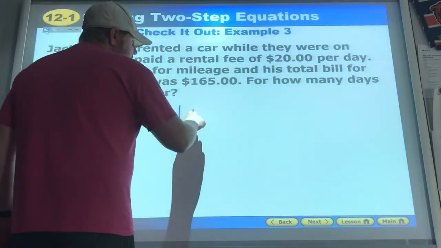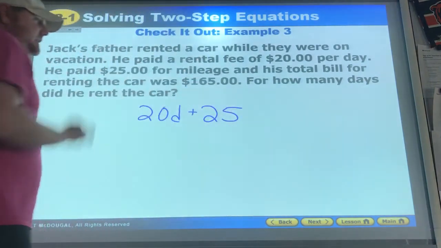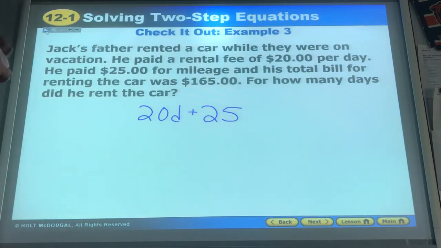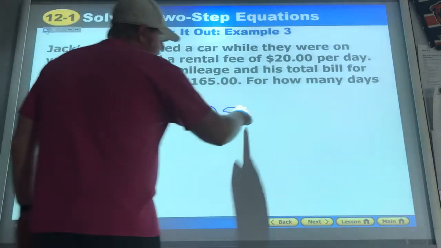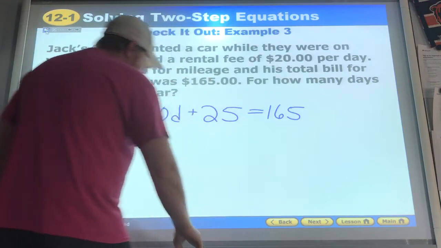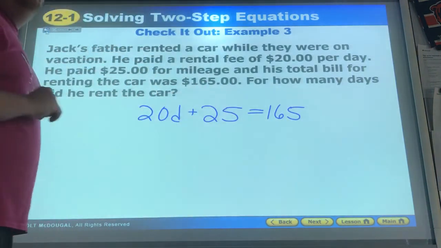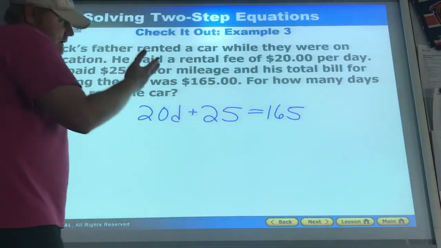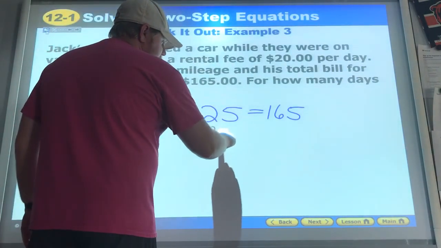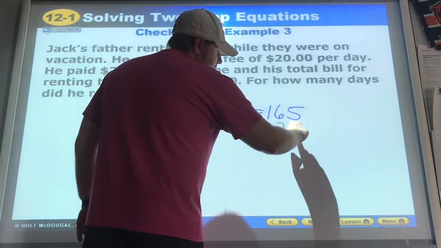So just for using miles on the car, they charge him $25. That's a flat fee. It doesn't say per mile, so it just says a flat fee of that. And he made it $165 total bill that he had. What he paid per day, what he paid just to rent it, and then the total bill. Inverse operations, focusing on addition and subtraction first, because we're doing it in reverse.